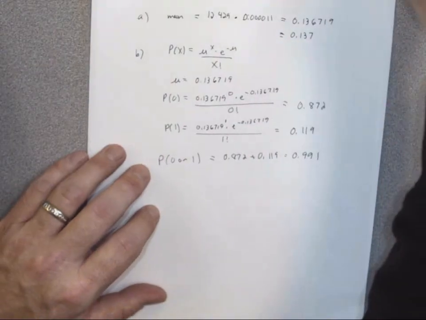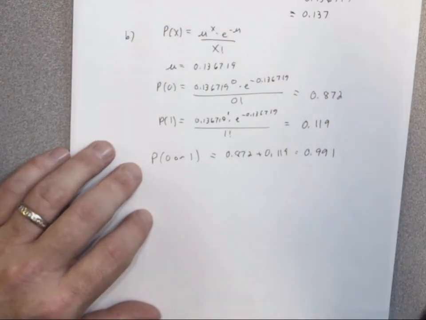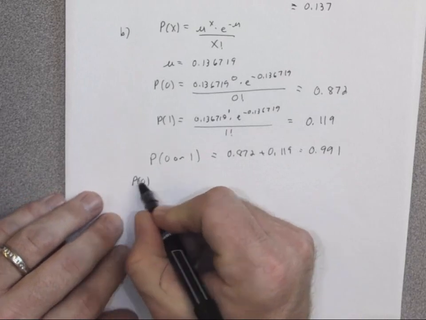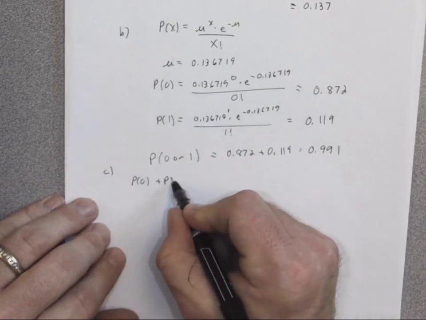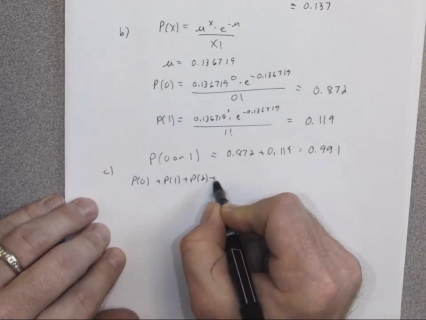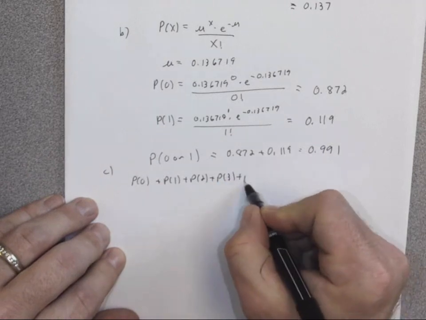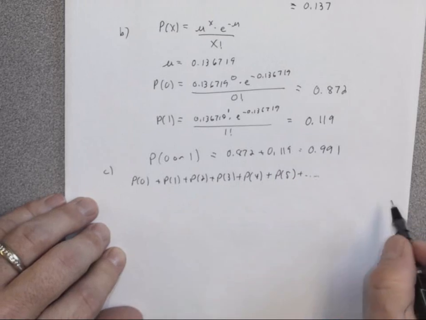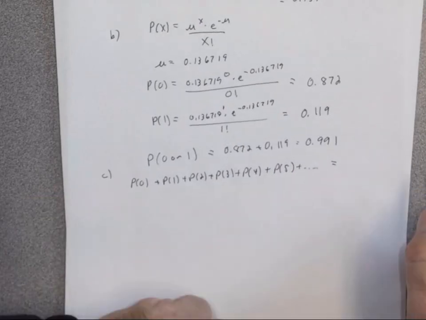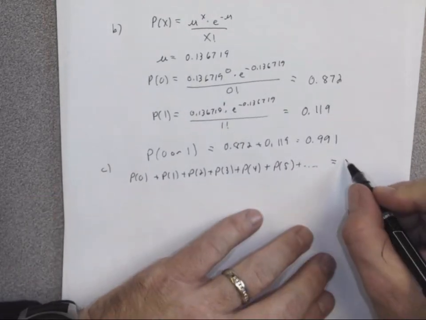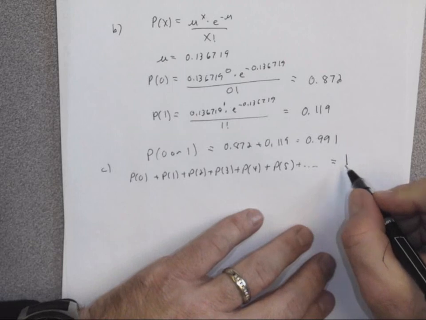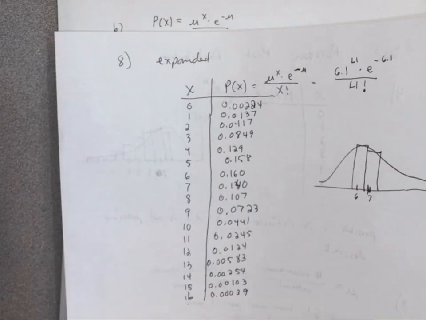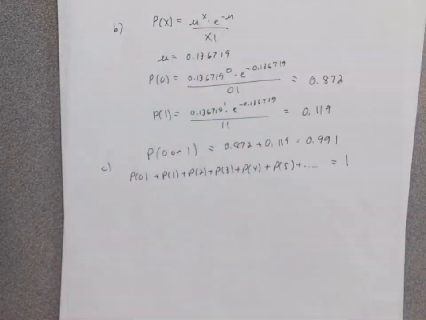I want to talk about, remember that this is a probability distribution. So we know that P of 0 plus P of 1 plus P of 2 plus P of 3 plus P of 4 plus P of 5 plus, remember these are infinite. If you add up all the probabilities, since it's a probability distribution, it needs to be equal to 1. And like I said, you could test that. I did that with the previous section. You could add them up and actually see if you get 1.